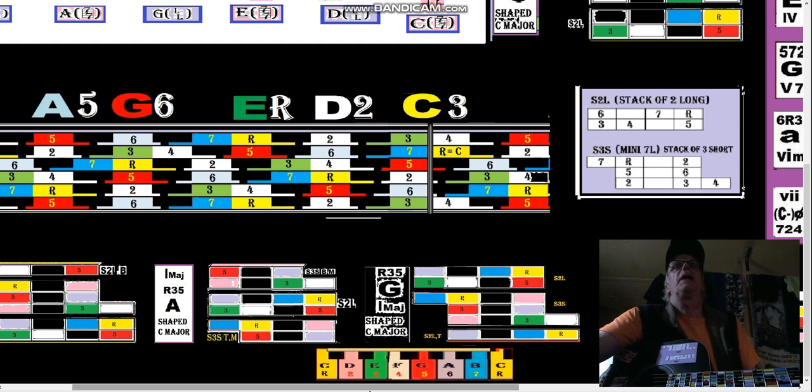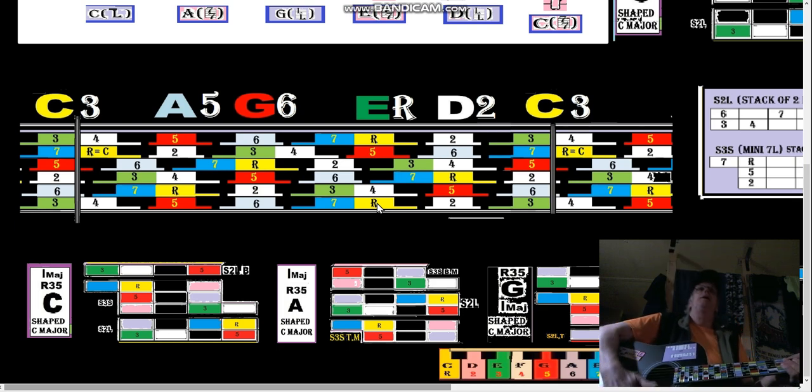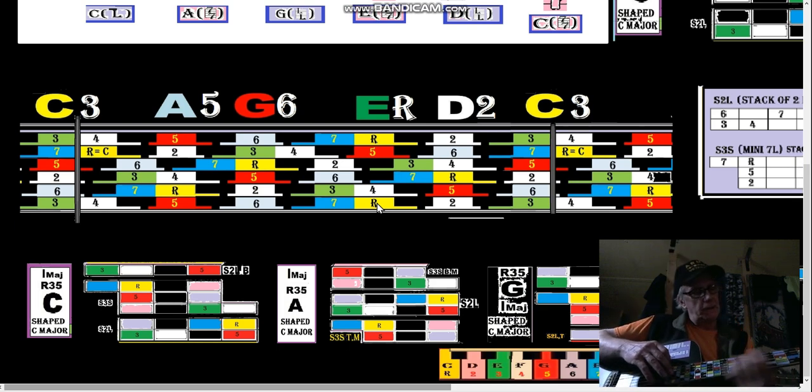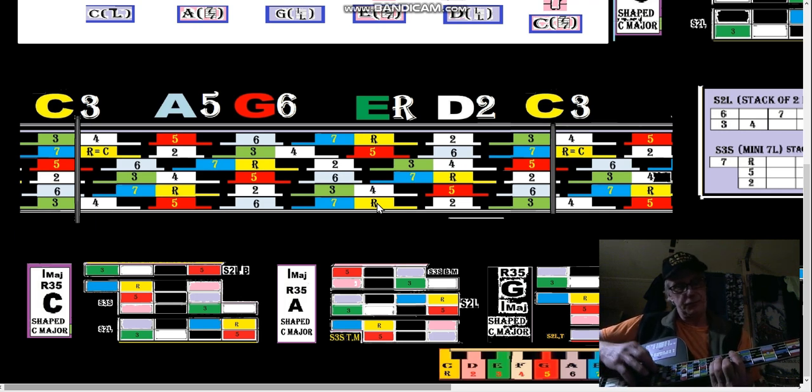So these numbers help us. Okay, the E shape always starts on the R. That means the bar is on the R. So in E shape C, the bar is on the root C.